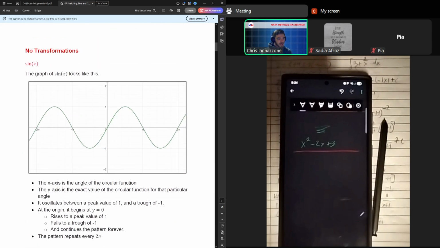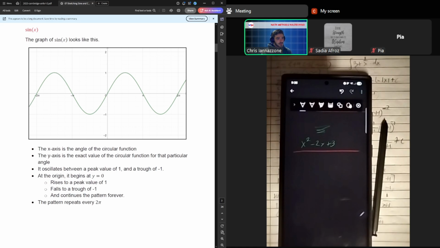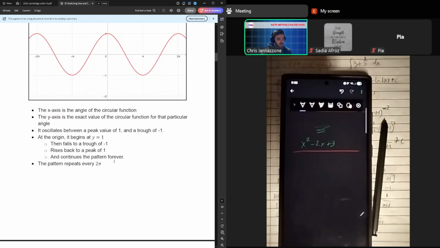Peaks and troughs, without any transformations, are both going to occur at plus and minus 1. So this is a peak, this is a trough, as far as the y values are concerned, 1 and -1 respectively. Those are the fundamentals there.